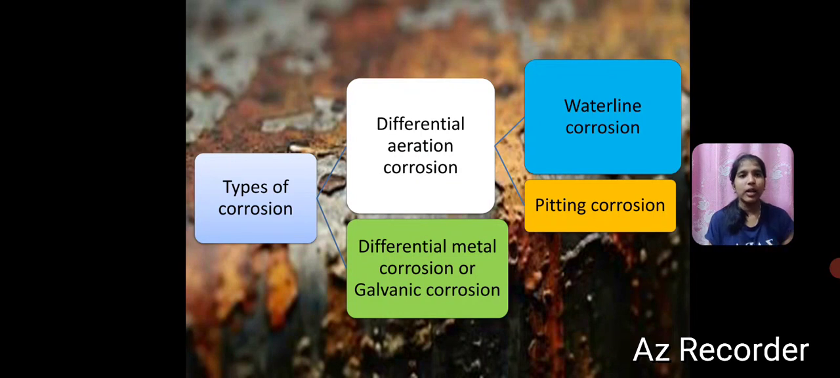Now let's learn about types of corrosion. So the different types of corrosion. First one, differential metal corrosion or galvanic corrosion. Second, differential aeration corrosion. This is again further subdivided into two subcategories, that is waterline corrosion and pitting corrosion.